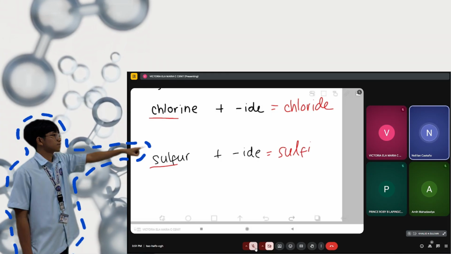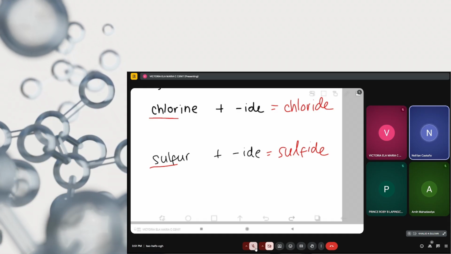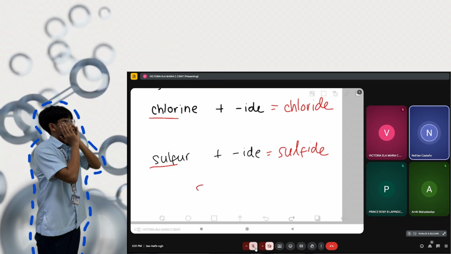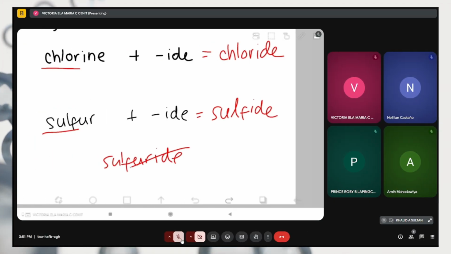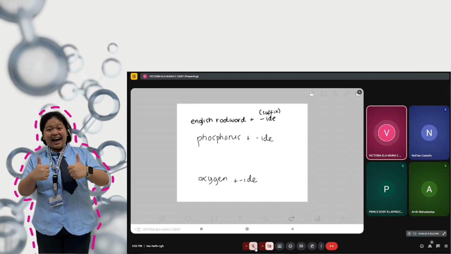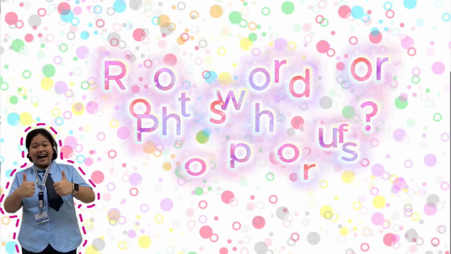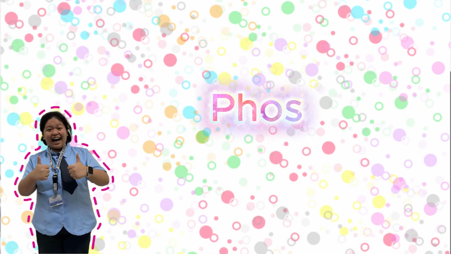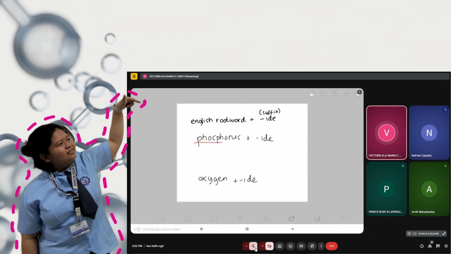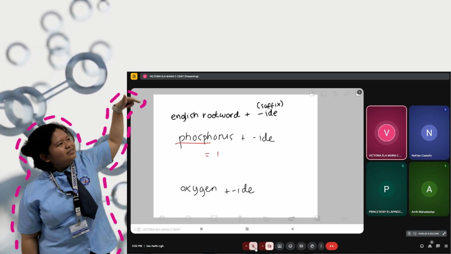Note the spelling. The element is sulfur, but the anion is sulfide, not sulfuride. Many elements change slightly when adding IDE. For the next example, it's phosphorus. Can you find the root word for phosphorus? If your answer is phos, you are correct. So the root word phos plus ide is equivalent to phosphide.